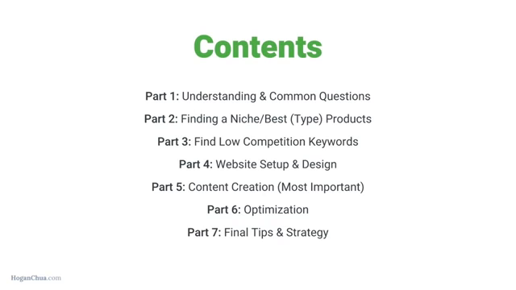Part 5, I'm going to go through content creation, which is probably the most important part of an affiliate marketing business. Then part 6, we're going to go through optimization. I'm going to show you the step-by-step process of optimizing your website so that it ranks in Google, right? Because you want to make sure your website is actually ranking in Google so that people go to your website and click on your affiliate links. So I'm going to show you how to optimize it properly with on page and off page search engine optimization. And then part 7, we're going to go through some final tips and strategies to help you succeed quicker.